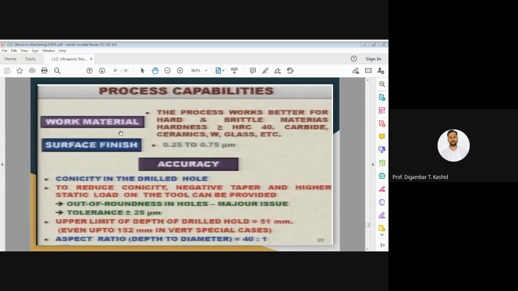Normally the holes obtained from this ultrasonic machining process have a conic shape. That is, the shape of the drilled hole or the cavity is not straight-sided, rather it is tapered.